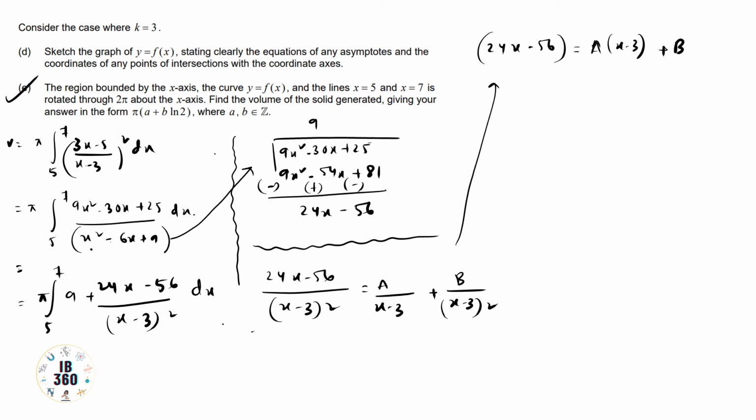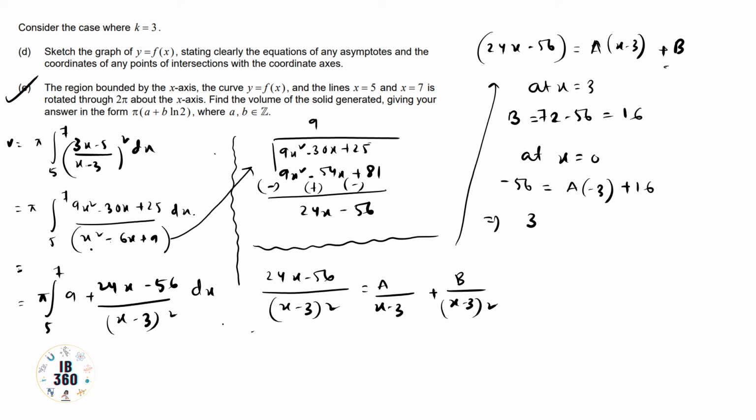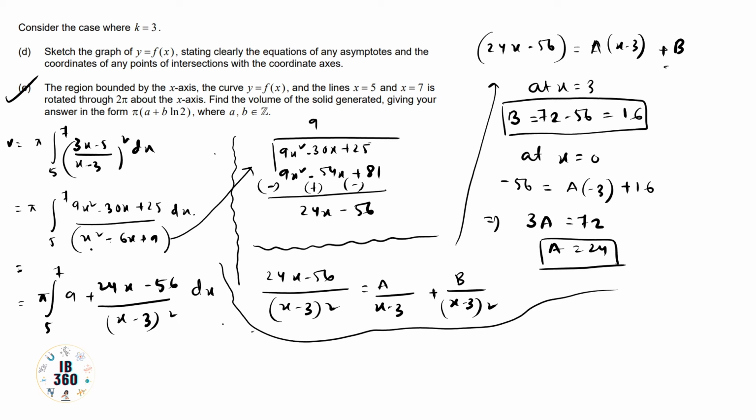First, at x equals 3 we have the value of b: b will be 72 minus 56, which equals 16. At x equals 0 we have minus 56 equals a times minus 3 plus 16. So we have 3a equals 72, so a will be 24. So the value of a is 24 and the value of b is 16. So the complete integration now becomes, see the value of the integration here.